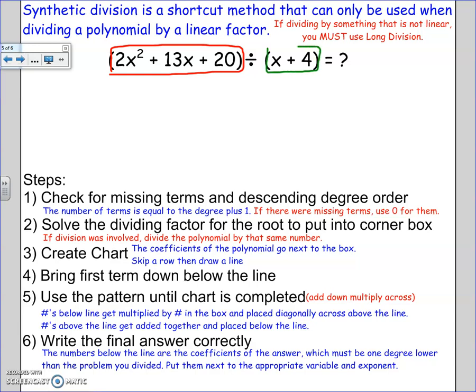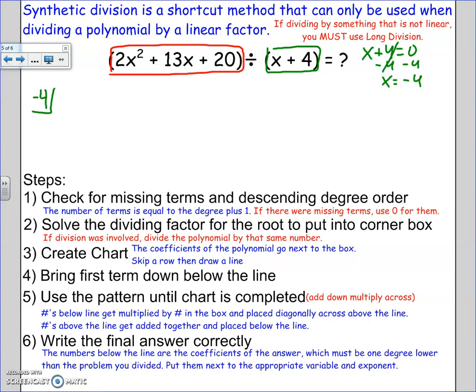Step 2 says solve the dividing factor for the root and put it in the corner box. This is the dividing factor. We're going to solve that. We're going to say x plus 4 equals 0. You solve for x. That's easy. Subtract 4, subtract 4. Okay, x equals negative 4. That is our number that goes in the box. Let's see. I'll use green. So there's a box, negative 4.